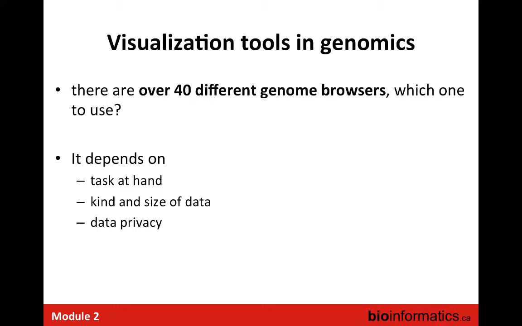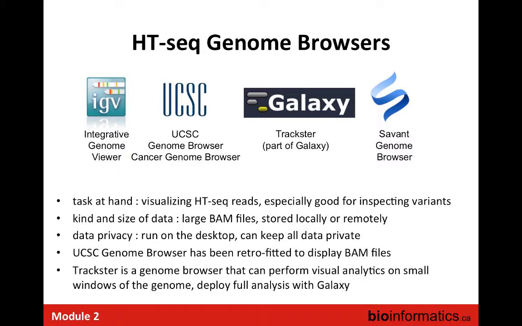You can actually use several of them that would bring you different information depending on your project and your question of interest. For high-throughput sequencing data, I'm naming a few genome browsers here. The Integrative Genomics Viewer we're going to use today, that I'm going to present in more detail just after, and we're going to use it in the lab practical. UCSC is a famous genome browser. You can load your own data as well and have your own tracks displayed on the UCSC website. TrackStar, as part of Galaxy, allows you to perform visual analytics on small windows of the genome.